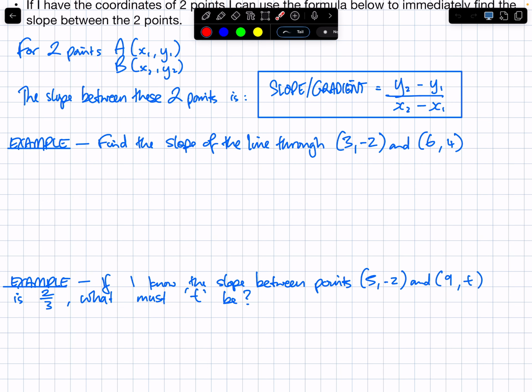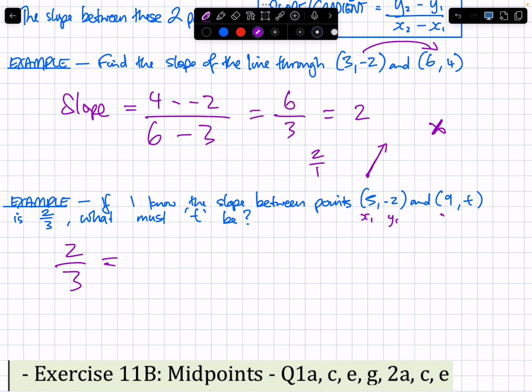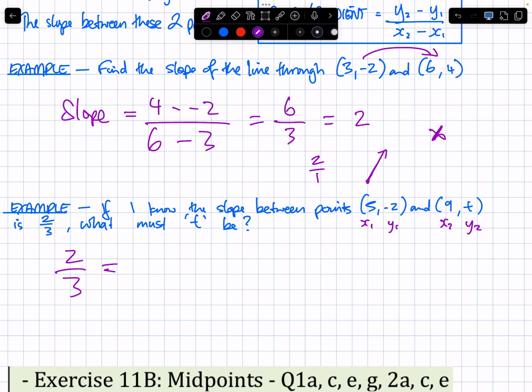If I knew the slope between 2 points, which were 5, -2, and 9, t, was 2 over 3, what must t be? You have a formula that relates all of this information. I know that the slope is 2 over 3. I have a formula that relates these things. If it helps you, this is x1, y1, this is x2, y2. So plug everything in that we know. y2 is t minus y1, -2, over x2 is 9 minus 5.